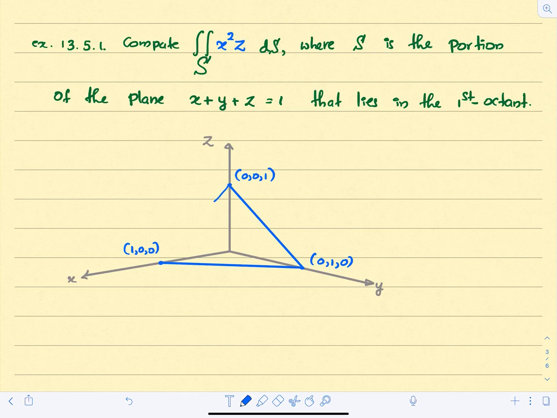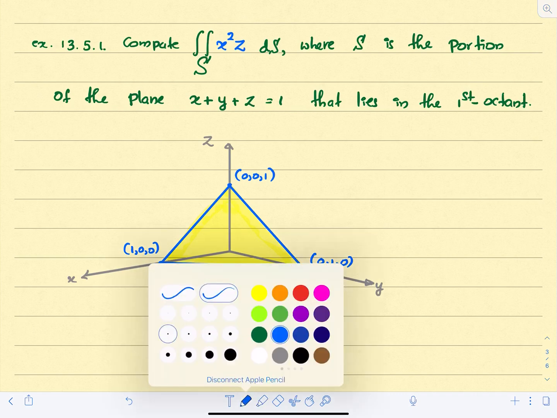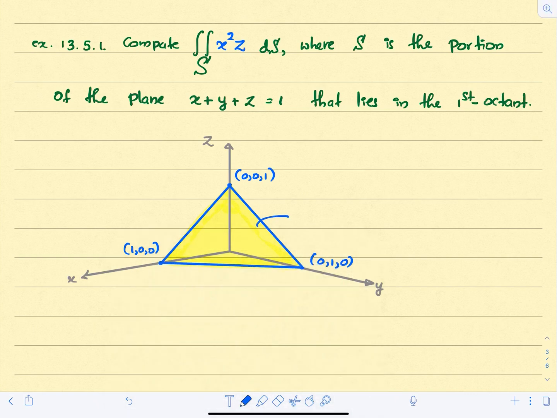And since we consider the first octant, we should consider only this part. Now this is your surface S. On this surface, we have defined the function g. So that's your surface S. On this surface, we have defined this function x squared z.